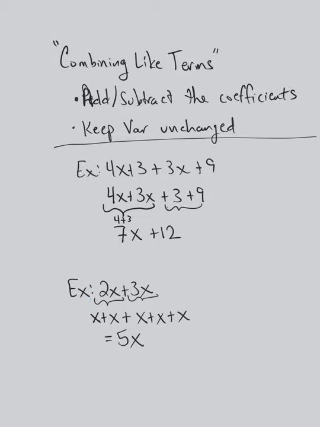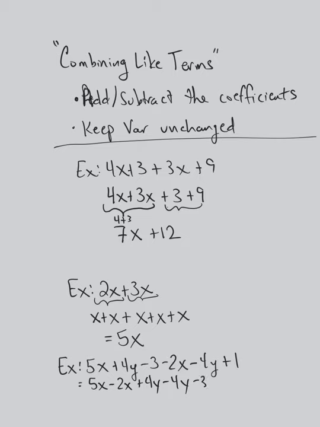Now, just be a little bit careful with subtractions, okay? Say I have 5x plus 4y minus 3, and then minus 2y. Sorry, I meant to say minus 2x. And so minus 2x minus 4y plus 1. Okay, so now hopefully you see that we have our like term pairs, and so I'm going to rewrite them grouped together. So I have 5x minus 2x plus 4y minus 4y, and then minus 3 plus 1.